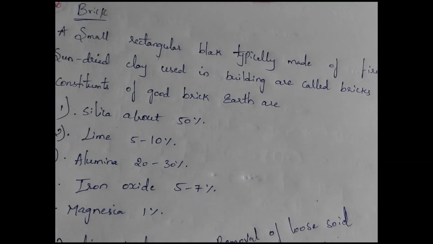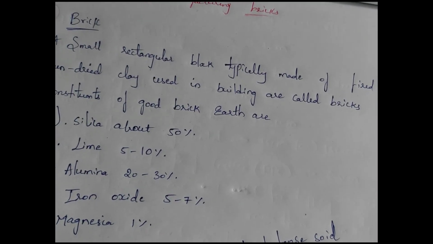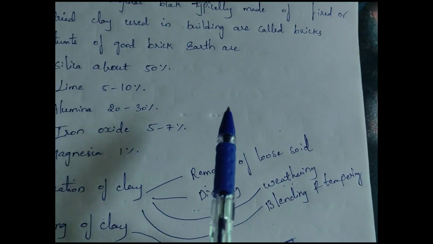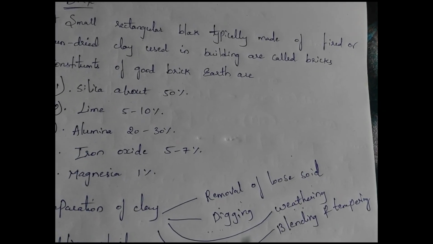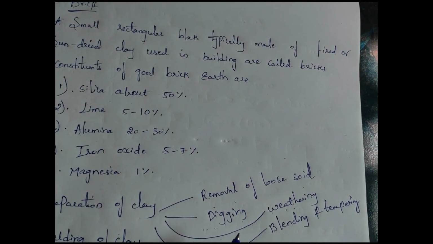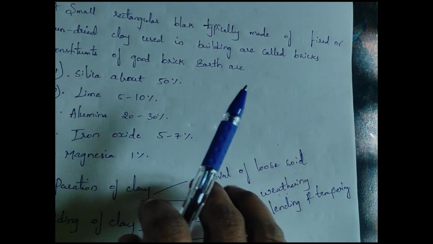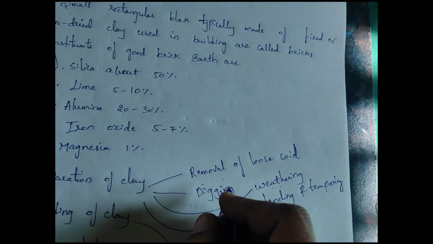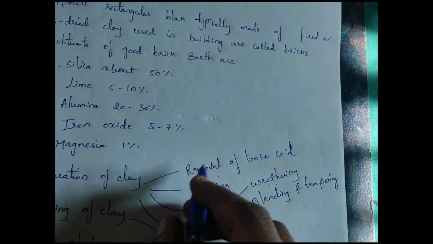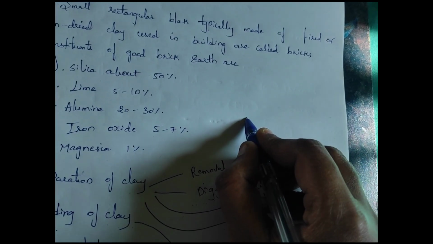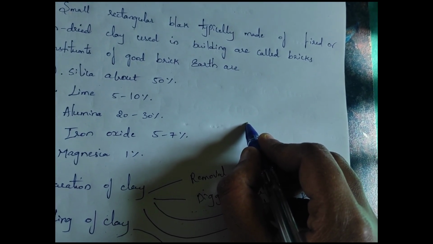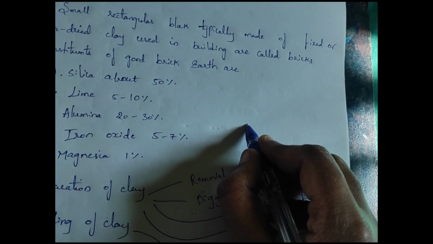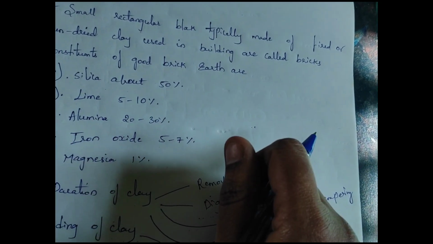Next, coming to the classification of bricks, based on quality, bricks are classified into 4 types: first class bricks, second class bricks, third class bricks and fourth class bricks. These classifications are based on some parameters: classification of clay bricks based on field practice, based on strength, based on shape, based on usage, based on finish, and also based on manufacturing and burning.